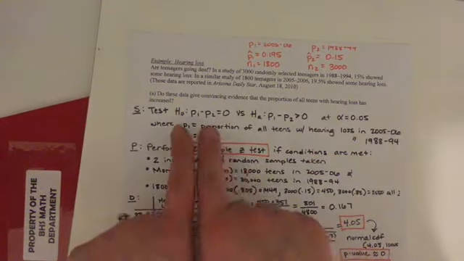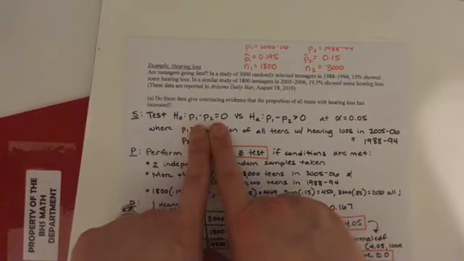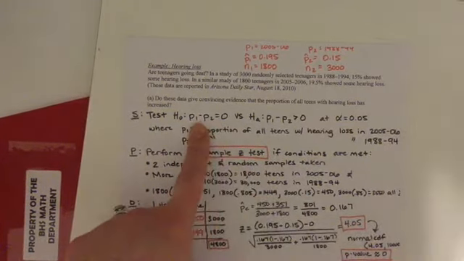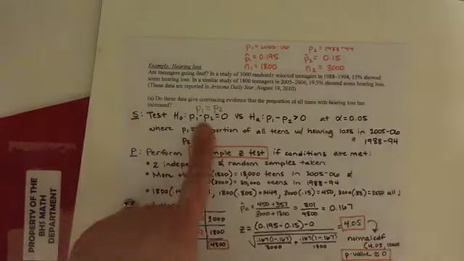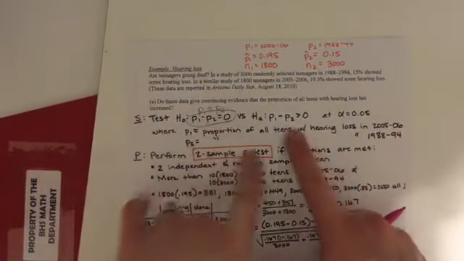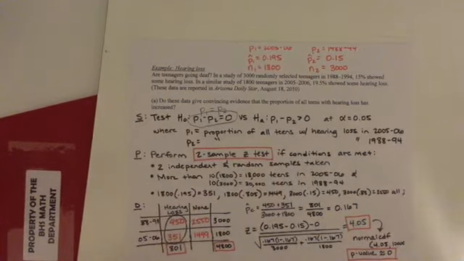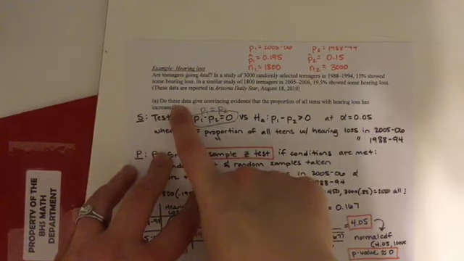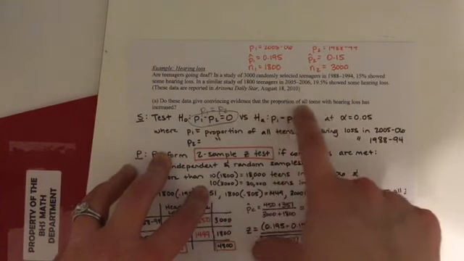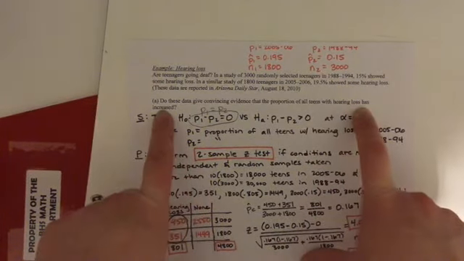Okay, so again, your null is that you're always assuming they're the same. So another way you could write that again is you could just write it like that. It's the same thing. I prefer this method because it actually gives you a number to look for, but it's the same thing. So here, what we're trying to prove is evidence that the proportion of all teens with hearing loss has increased.